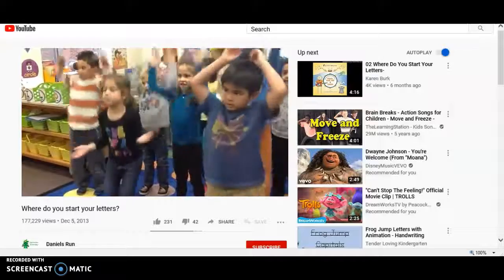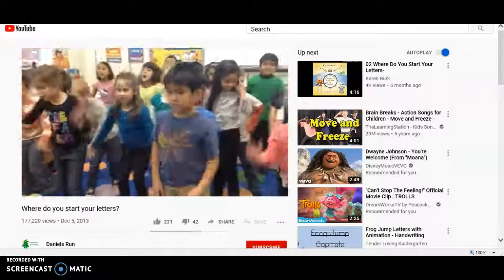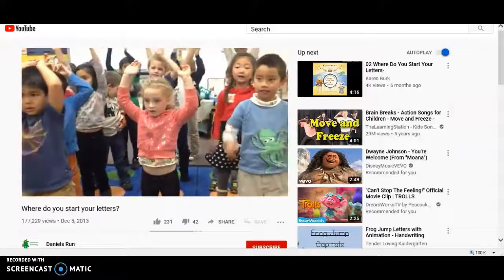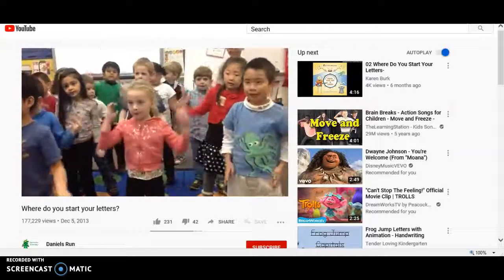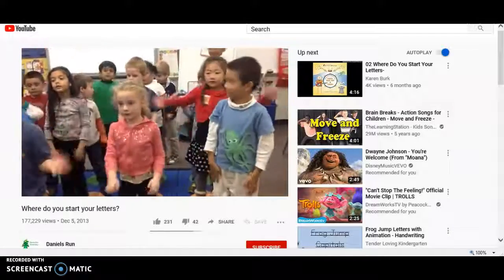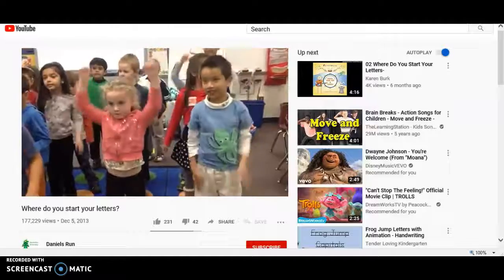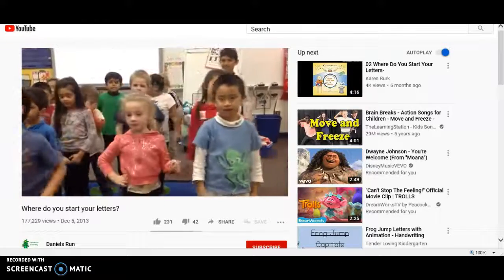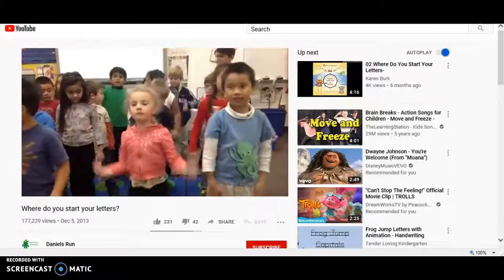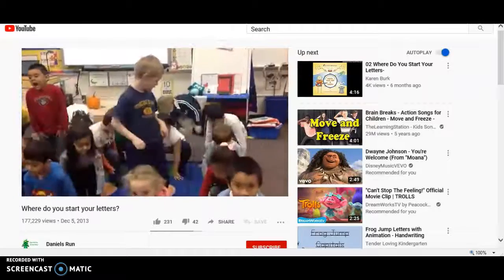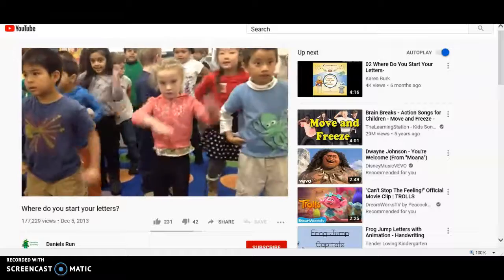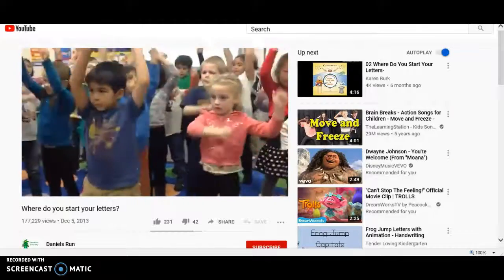These stretchy letters at the top. If you want to start a letter, then you better remember to start it at the top. Here we go. No, it's the bottom. No, it's the middle. It's the top.